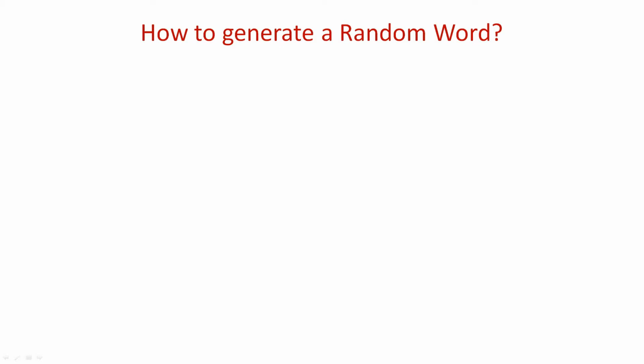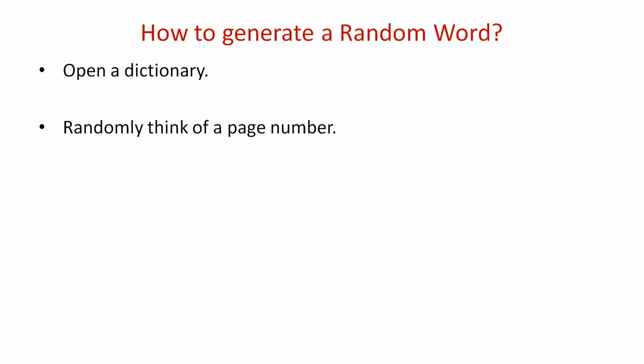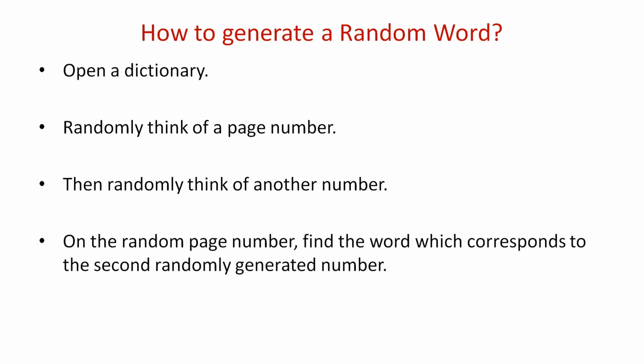The technique that I'll be presenting here is that which was described by de Bono before the wide use of random word generators was available on the internet. This is the process outlined by de Bono. First, open a dictionary. Randomly think of a page number, then randomly think of another number. On the random page number, find the word which corresponds to the randomly generated second number. So in other words, you may generate a random page number of 50 and then find what the main word, in other words the word in bold, is down that page. This is the word that you have generated as a result of using this technique.